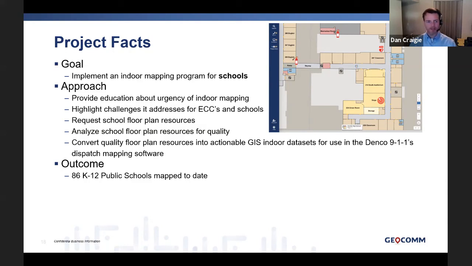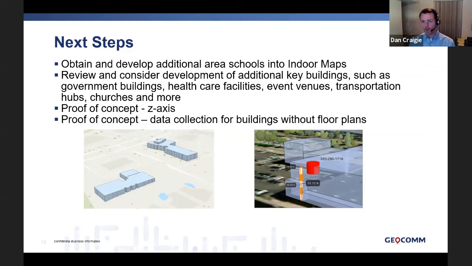So, you know, going to what's next, I think is our next slide. Carrie, I know you're working with DENCO on some next steps. You can share what some of those are. Yeah, so some of them are to obtain and develop additional area schools. So DENCO had really focused on their public schools. They're starting to look at private schools, look at ensuring that they are getting the right resources in to do this data conversion, as well as looking at converting government buildings, healthcare facilities, event venues.